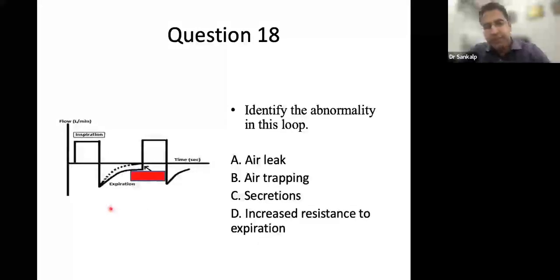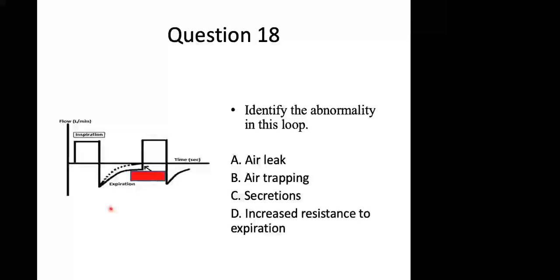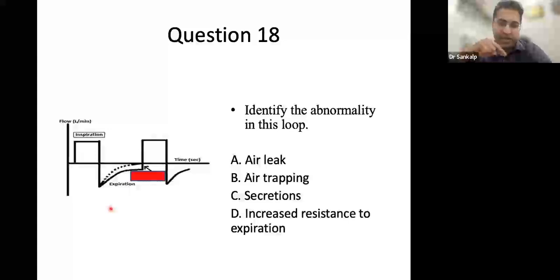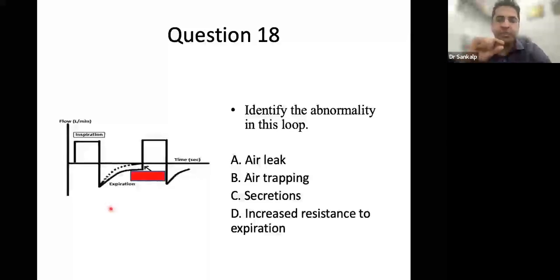Let's identify the abnormality in this loop. This is a flow time. Actually, it's a scalar, not a loop. So that's a typo. So it's a flow time scalar. And we can see that in the expiration, instead of the dotted line where the expiration touches the 0 line at the end of expiration, the solid line is not touching 0. There is some residual expiratory flow and the expiration abruptly ends and inspiration starts.